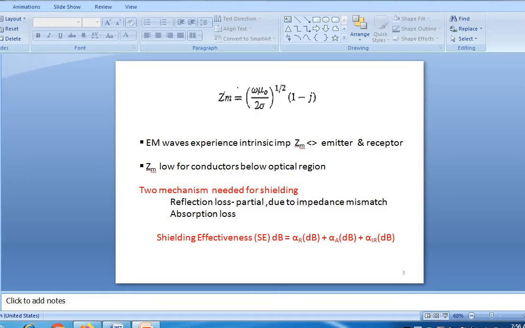Another one is absorption loss. The shielding material itself is absorbing some amount of the EM signal. So the remaining alone propagates to the receptor. This is called absorption loss. So there is a term, shielding effectiveness. Its unit is dB. It depends upon the attenuation due to reflection, absorption, and attenuation in the infrared region.